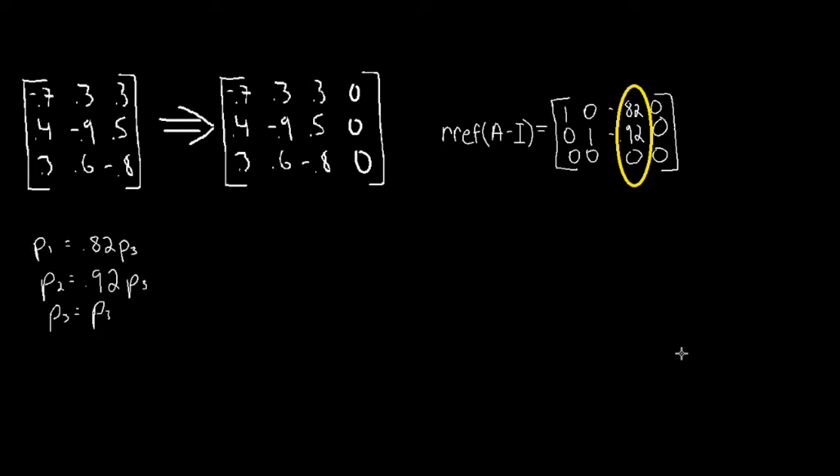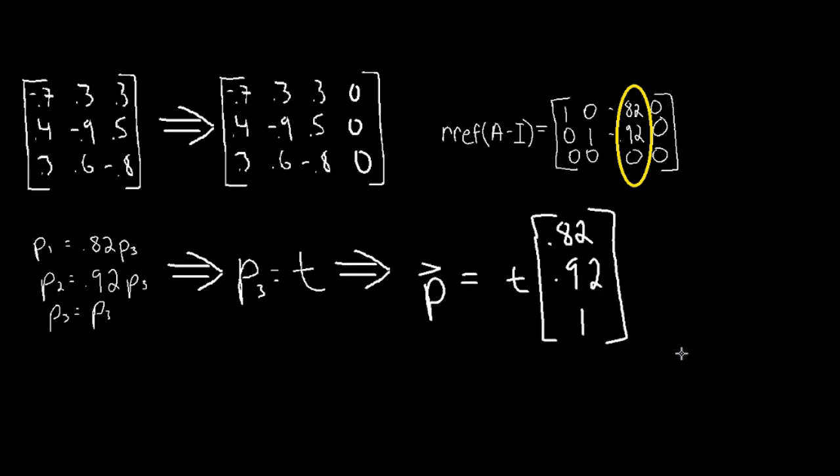So we're going to set P3 equal to some parameter because it's a free variable. I'm choosing T. And then we set P1 and P2 in terms of T. And that lets us solve for our demand vector P. And that yields our final answer.